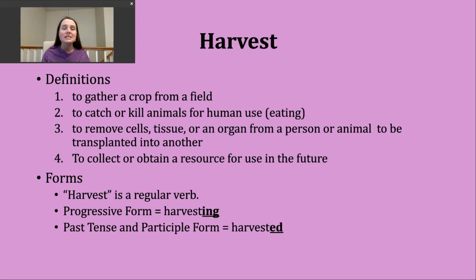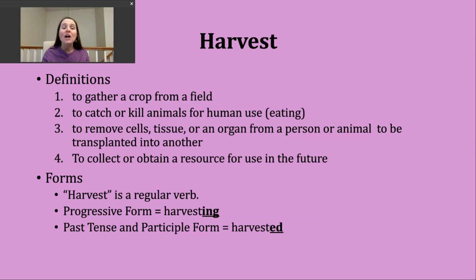A fourth way you might hear harvest used is to mean to collect or obtain a resource for use in the future. So one way you might hear harvest used is talking about our natural resources and how we produce energy. I'm going to have an example sentence a little bit later that connects to this fourth definition.